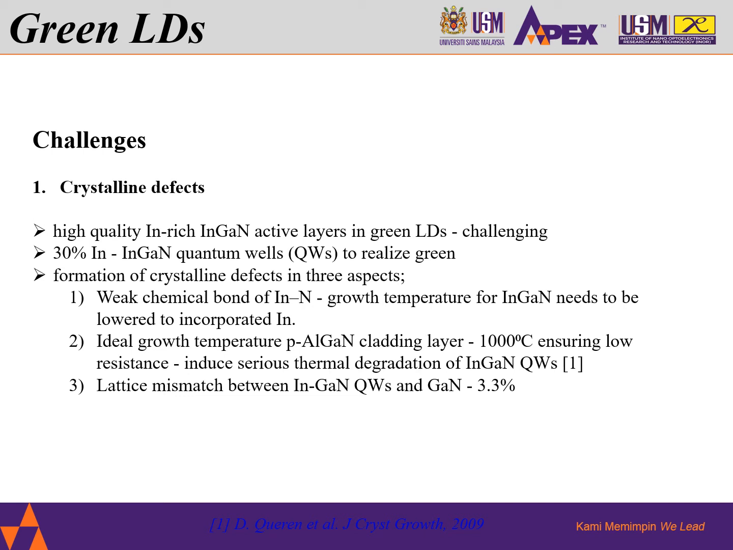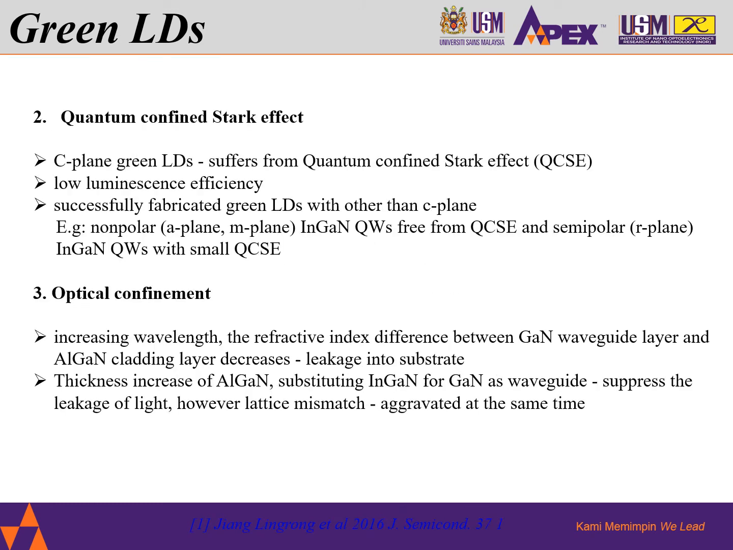The ideal growth temperature for the p-AlGaN cladding layer is as high as 1000 degrees C to ensure low resistance, which induces serious thermal degradation of InGaN quantum wells. The lattice mismatch between InGaN quantum wells and gallium nitride is as large as 3.3%. The second one is the quantum confined Stark effect. A C-plane green LD suffers from this quantum confined Stark effect (QCSE), which results in low luminescence efficiency.